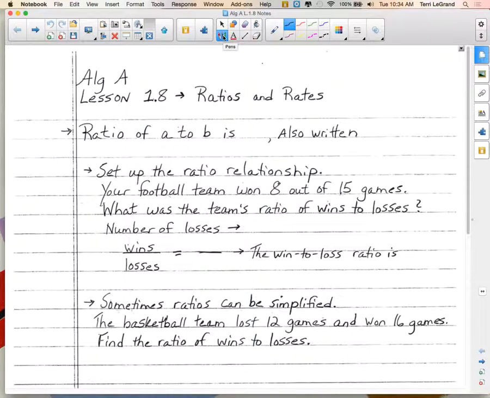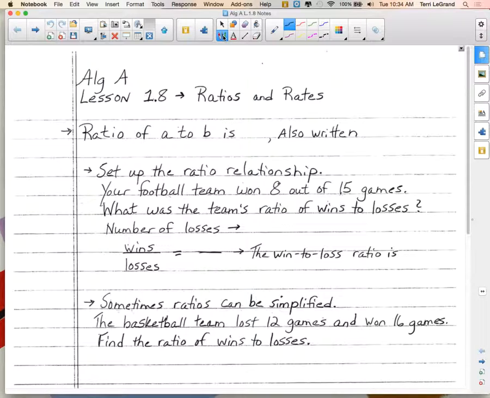Starting lesson 1.8. We'll be in it for a little while, but I want us to take it in pieces. This is a really important lesson. We use ratios and rates and proportions, all of those things, a lot in our everyday lives, so we have to make sure we have a good understanding of them. Today we're going to talk about ratios and rates, as the title says.